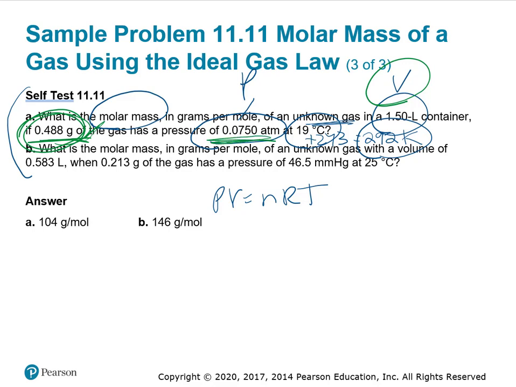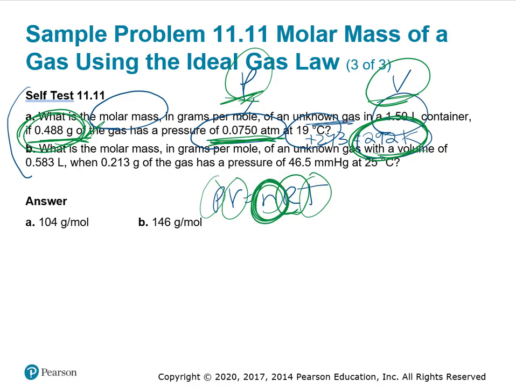We're told that it's at a pressure of 0.0750 atmospheres, so that's our P, and we're given a temperature. I converted it to Kelvin. So we know P, V, and T. If we know P, V, and T, and we always know R, we can find moles. And if I can find moles, I can then do grams divided by moles to get the molar mass. So let's plug and chug.